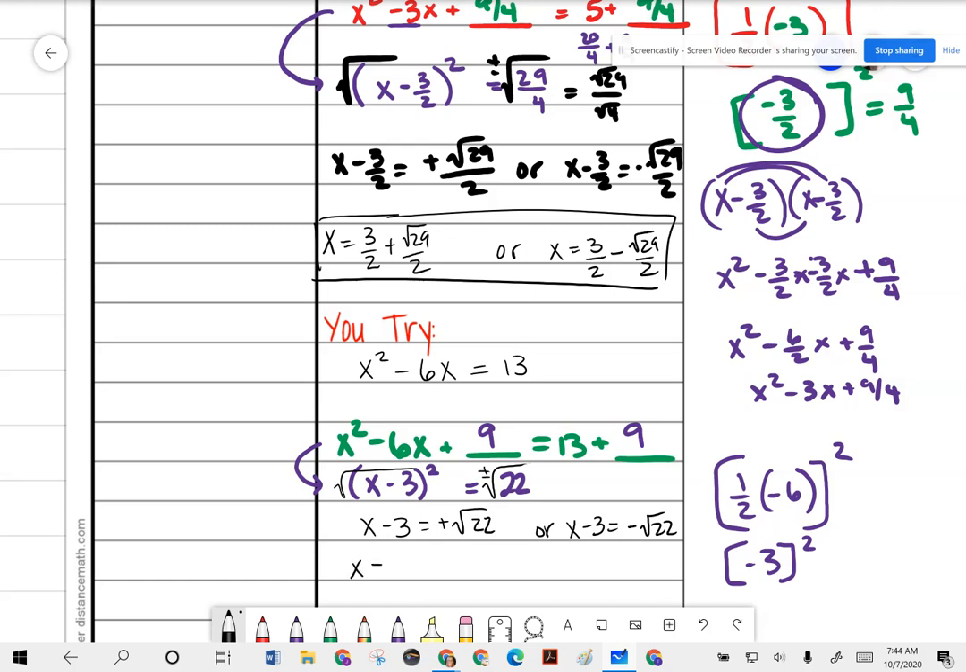And then I have x is equal to, if I bring that 3 over to the other side, 3 plus rad 22, or x is equal to 3 minus rad 22. So hopefully this wasn't too painful for you.